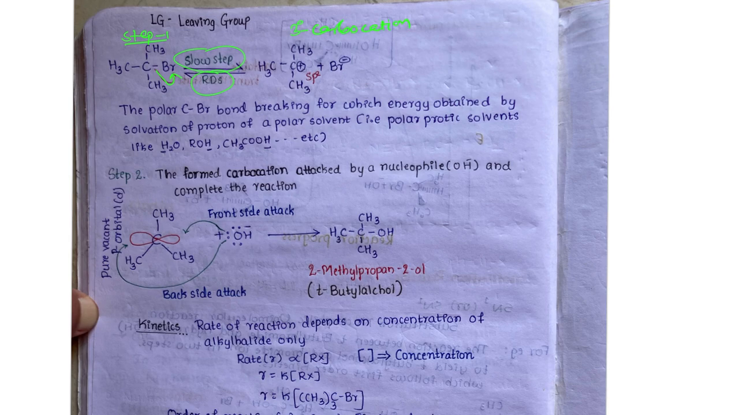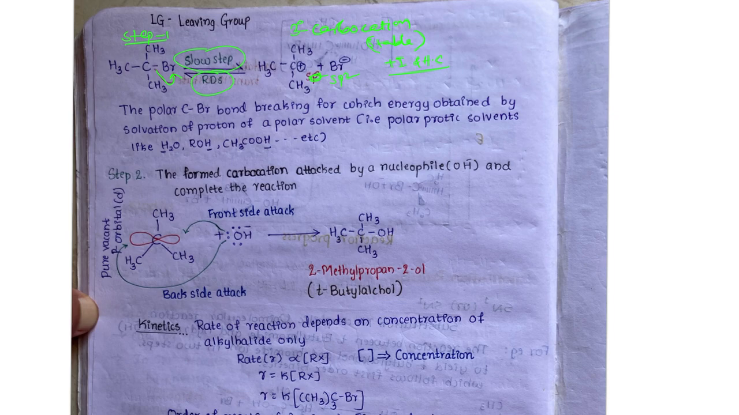This tertiary carbocation has three sigma bonds, therefore sp2 hybridization, or I will write here sp2 hybridized. Now the tertiary carbocation is somewhat stable because three methyl groups are there, plus the I effect is there, and hyperconjugation is also there, due to this it is stabilized.